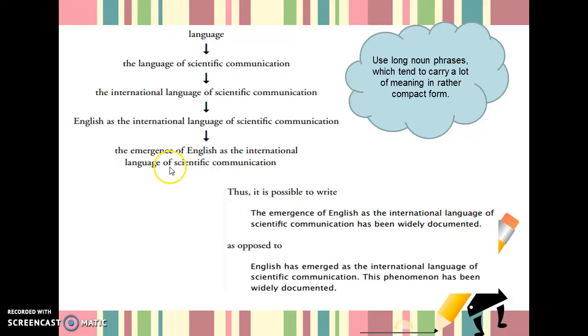Thus, it is possible to write: the emergence of English as the international language of scientific communication has been widely documented, as opposed to: English has emerged as the international language of scientific communication. This phenomenon has been widely documented. So the idea is to shorten the idea within a single noun phrase, a more consolidated sentence.